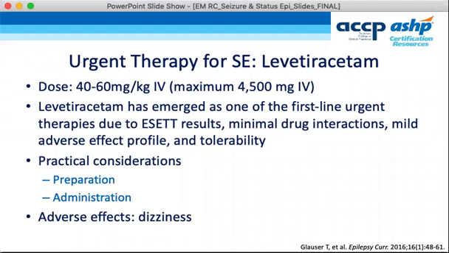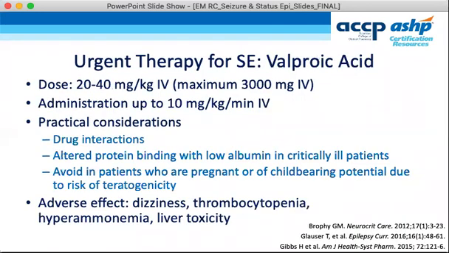Otherwise, it's very well tolerated. When you look at adverse effects seen from an administration perspective, you're looking at something mild like dizziness. Our last one is going to be valproic acid, dosed 20 to 40 mg per kg IV with a max of 3,000 milligrams. This can be administered up to 10 mg per kg per minute. Similar to phenytoin, we do have numerous drug interactions that can occur. Valproic acid is also highly protein bound, and we can have altered albumin, especially in our critically ill patients, which makes it more difficult to manage on the inpatient side.